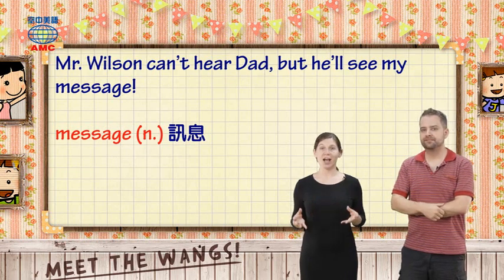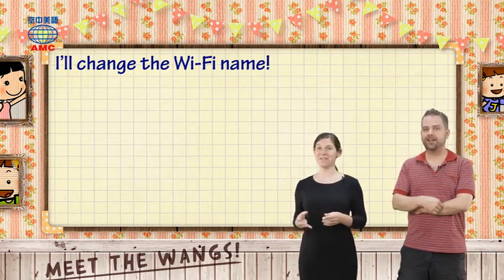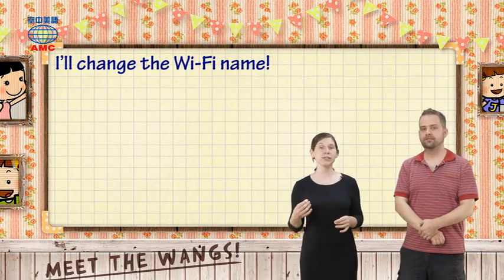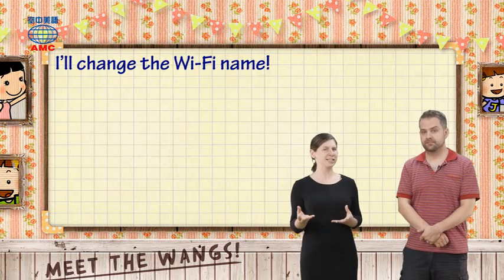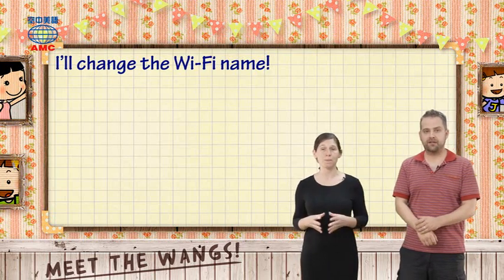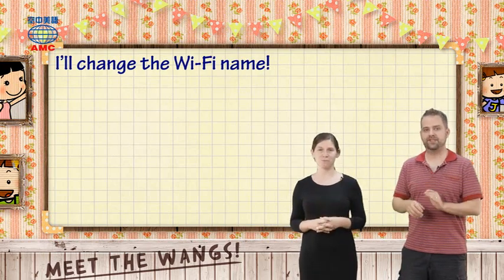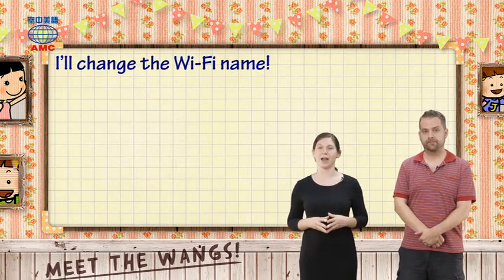Here she says, I'll change the Wi-Fi name. Oh, okay. So she has a Wi-Fi name on her computer. She's going to send Mr. Wilson a message on the Wi-Fi name. He can see her Wi-Fi name too. So, yeah, of course, because when you search for Wi-Fi's, you see all the local names. Right. So what she's going to do is she's going to change the Wi-Fi name.